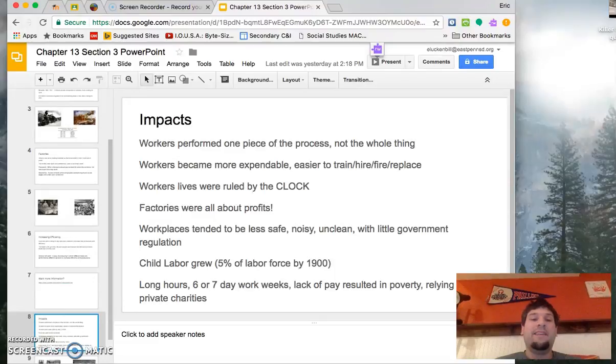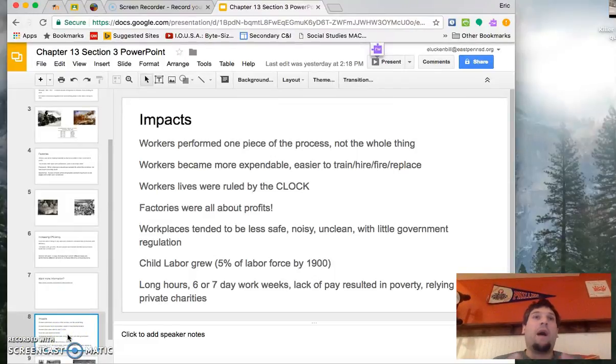Workplaces also tended to be less safe. They were noisy. They were unclean. The government wasn't really involved at this time in regulating how these things were going, so they were unsafe. And we're going to talk at the very end of our school year about how the government and people finally kind of said, enough of this, stop taking advantage of us and help us out here, government. We need your help. And another unfortunate byproduct at this time is that child labor grew significantly.